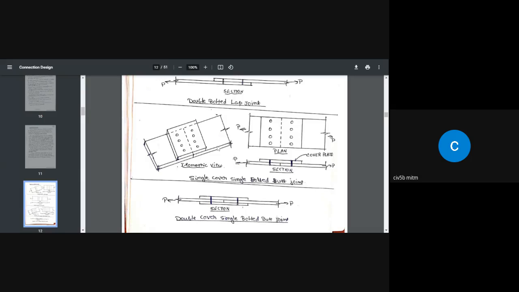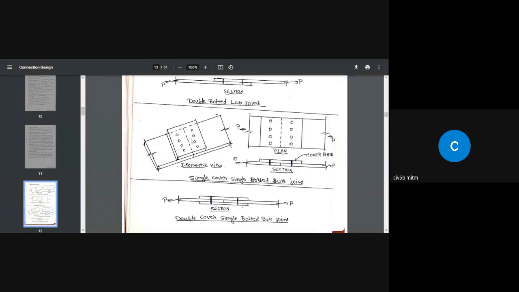Similarly, if you look here, we have 2 plates coming face to face. So this is not a lap joint. A lap joint is 2 plates, with 1 plate coming over the other. In the case of this one, in the figure, 2 plates are coming face to face. This is called a butt joint. That means one plate is butting against the other.